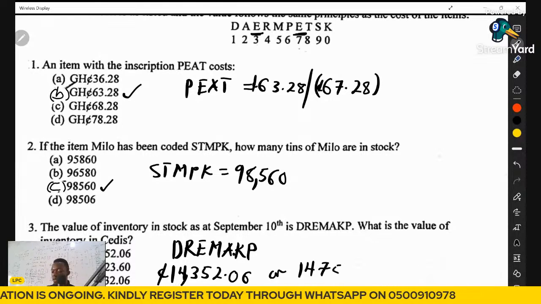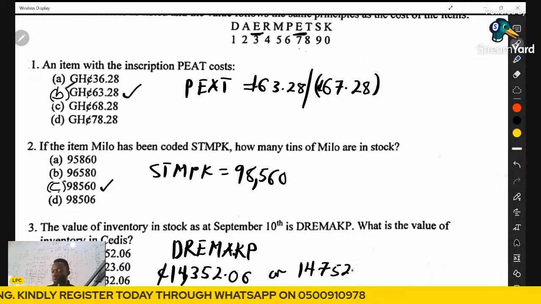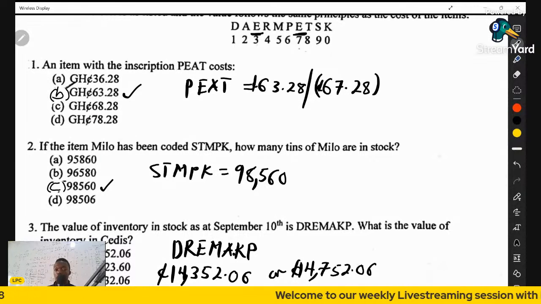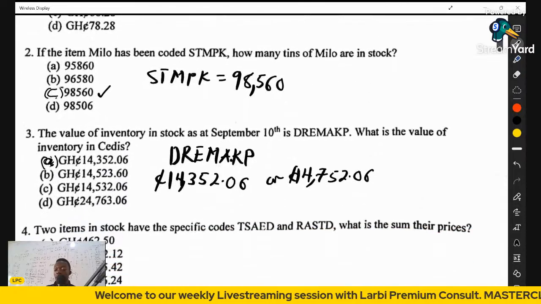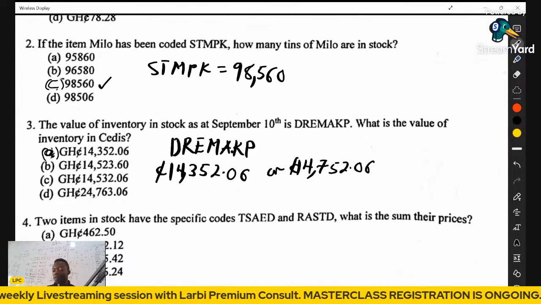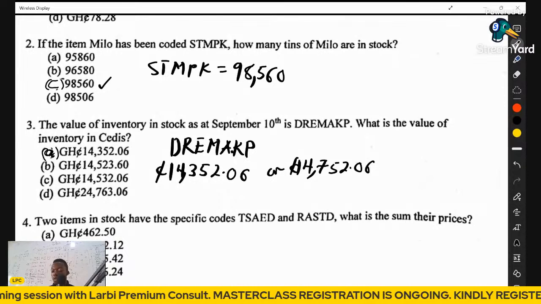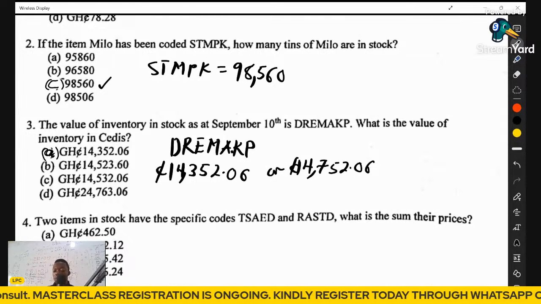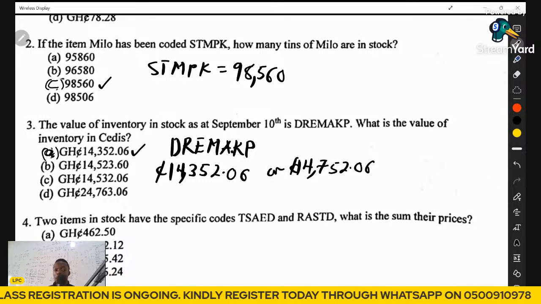So we have 5, we have 2.06. So we have what? 14,752.06 or 14,352.06. So you ask yourself, among these two, which of the options will be found as part of the options here, and that should be 14,352.06. And we go for A. And we are good to go.